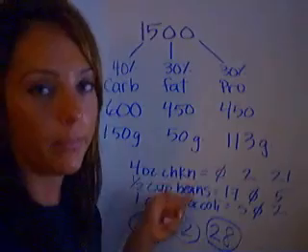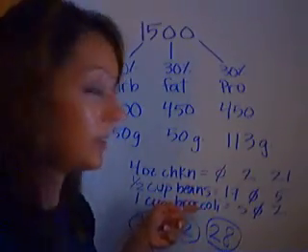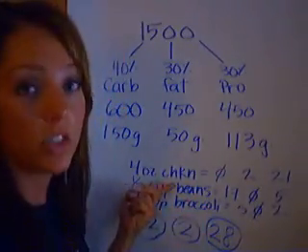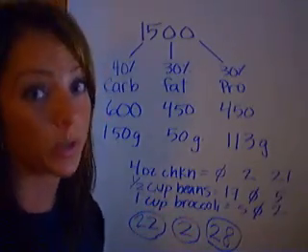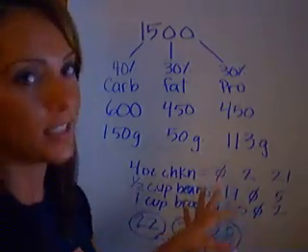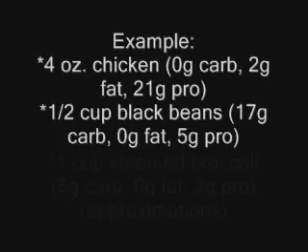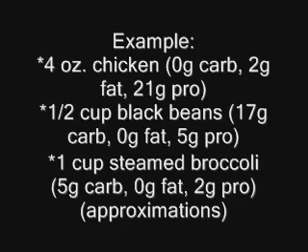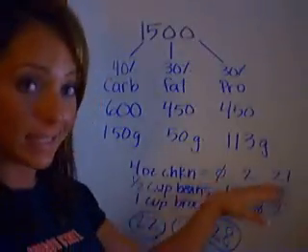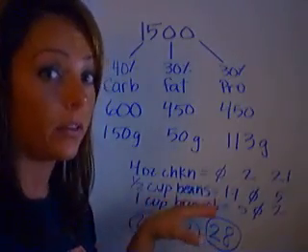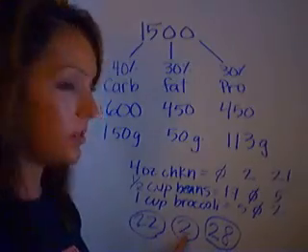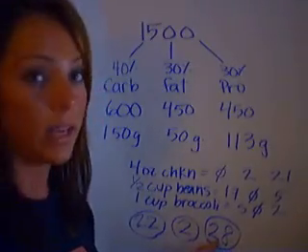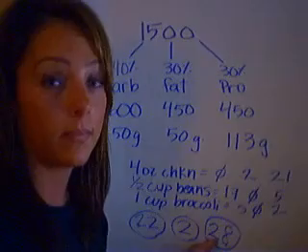So I just threw up a mock meal here, which is not that exciting. Simply chicken, black beans, and some broccoli. I hope you'll be much more creative than that, but this is simply for illustration purposes. So if you eat this meal right here, altogether you're eating 22 grams of carbohydrates, only 2 grams of fat, and 28 grams of protein.